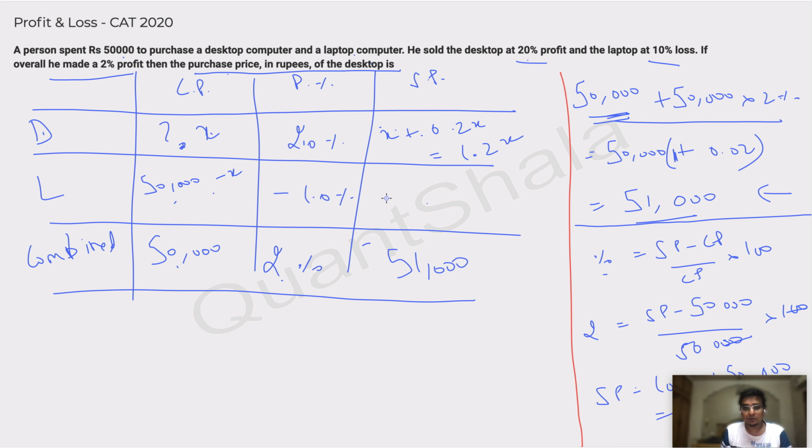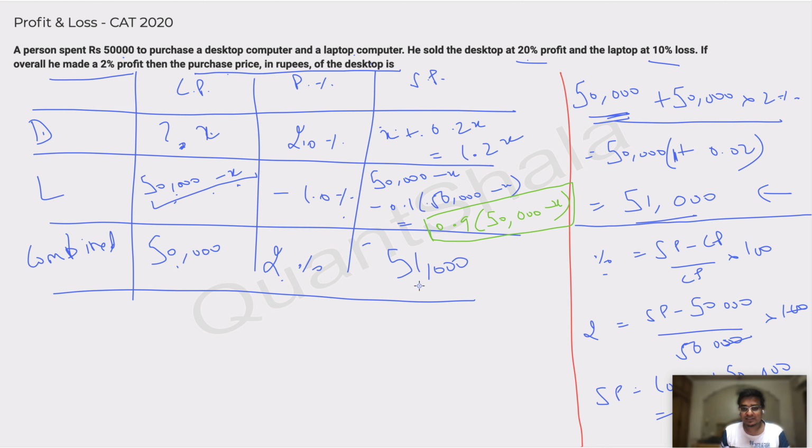Okay. What will this be? This will be 50,000 minus X minus 10% of this entire thing. Okay. So this will become 50,000 minus X minus 0.1 times 50,000 minus X. This finally becomes 0.9 times 50,000 minus X. This is the value for this.